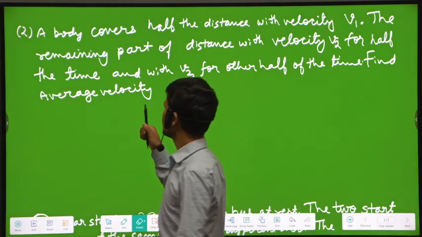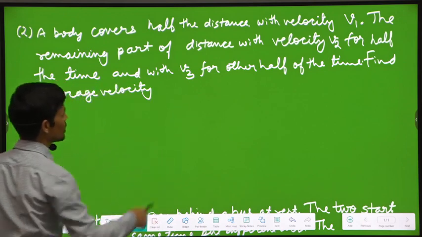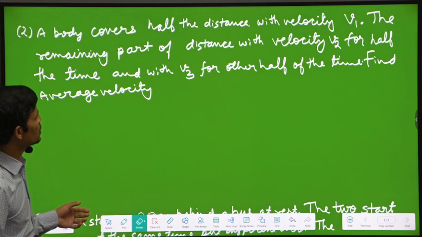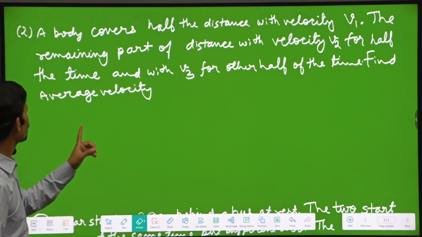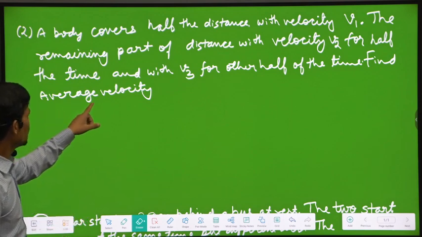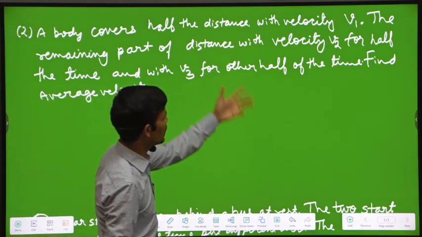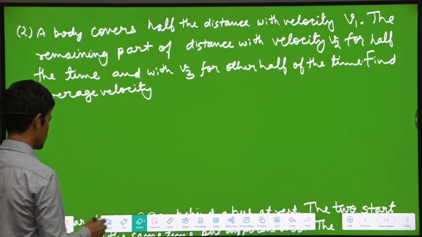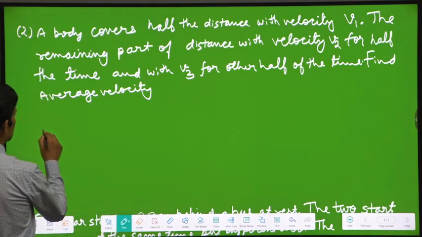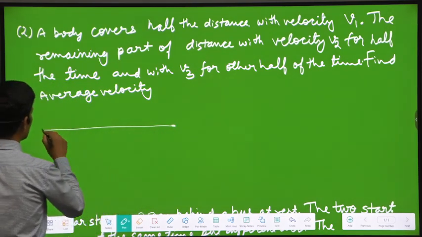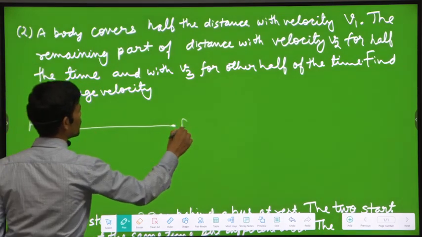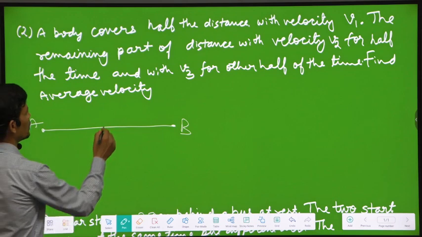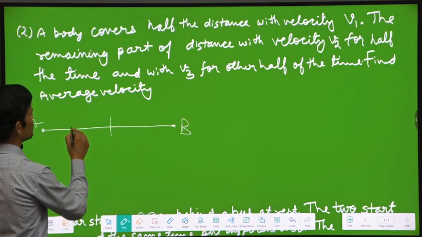Okay, in this question, a body covers half the distance with velocity v1, and the remaining part of the distance with velocity v2 for half the time, and v3 for the other half of the time. So here it is. Let us suppose AB is the path, and it is traveling half the distance.